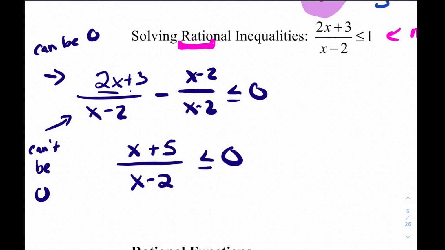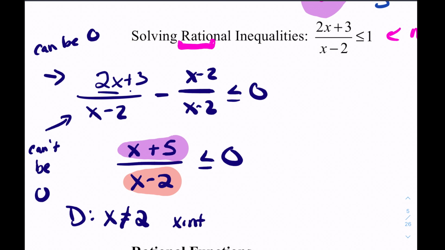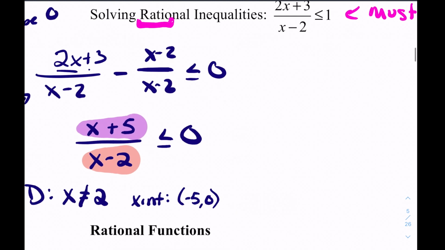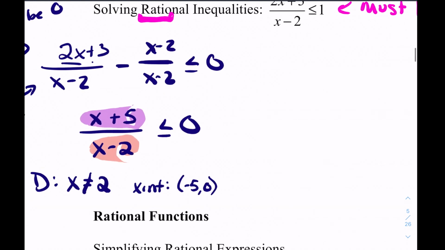So again, I have to check two spots. In my numerator, what makes this number 0? And then in my denominator, what makes that 0? Because my domain in this problem is x is not equal to 2. But my x-intercept is where the numerator is equal to 0, which would be negative 5 comma 0. So these are the two values that I would put on my number line. So I have negative 5, and then I have positive 2.